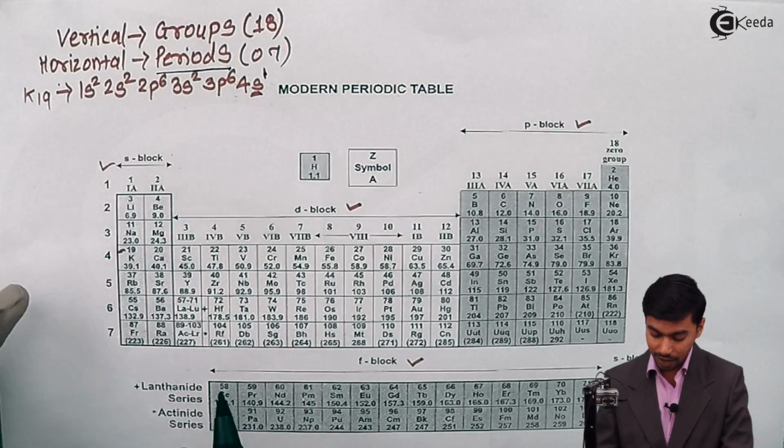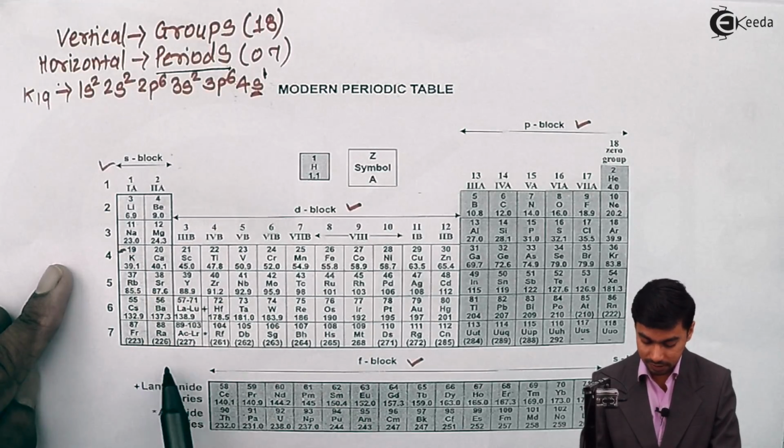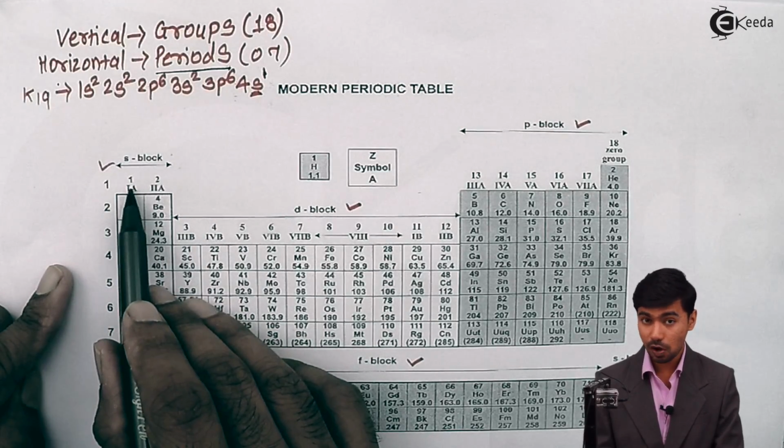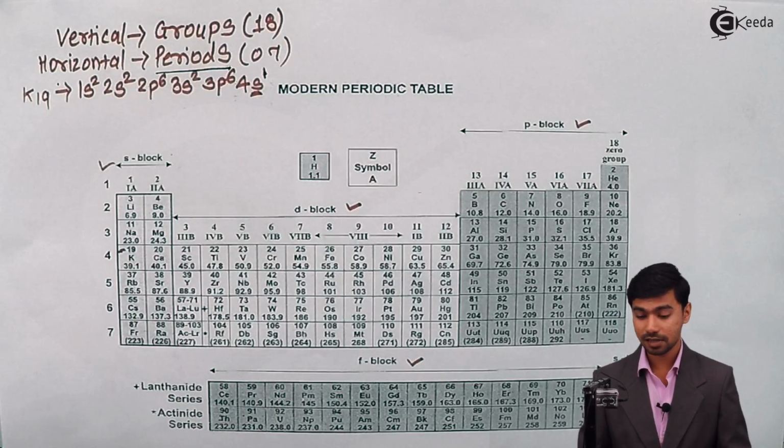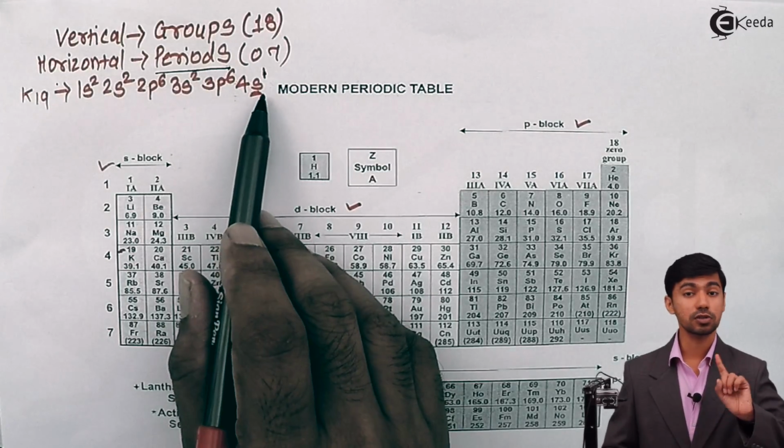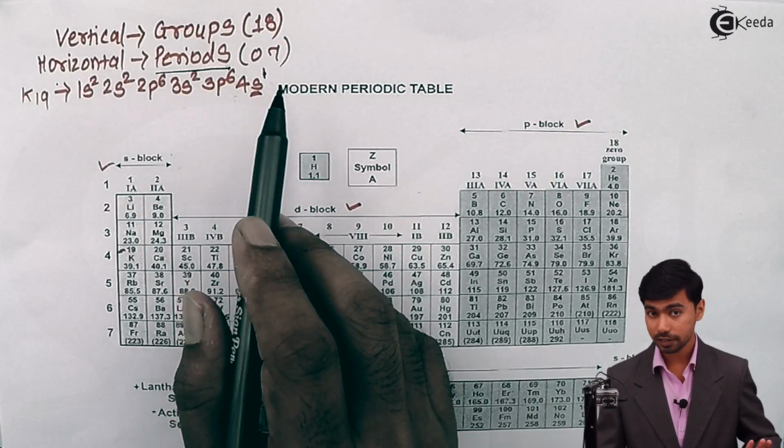So whatever number of electrons are present in this s subshell, s block, that means all the elements have the valence electron coming into an s subshell only.